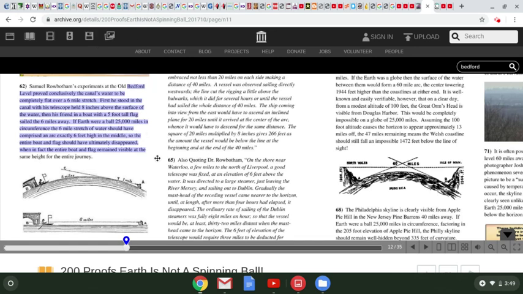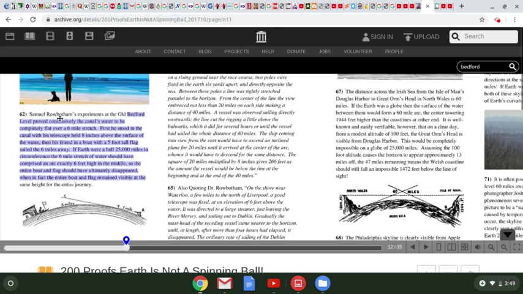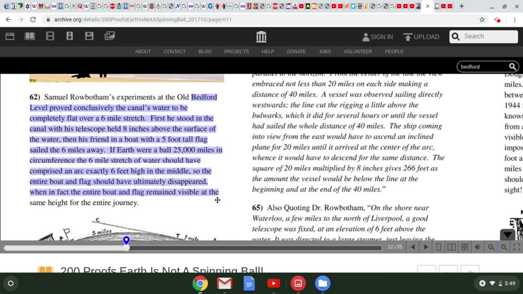And just quickly for the dismount, man, hop to the real ones. I'm on part, or number 62 out of 200 proofs, The Earth Is Not a Spinning Ball by Eric Dubay. And I'm going to get some more drop on it. But number 62, it says Samuel Rowbotham's experiment. Let's get a little bigger. The old Bedford Level proved conclusively the canal's water to be completely flat over a 6-mile stretch.